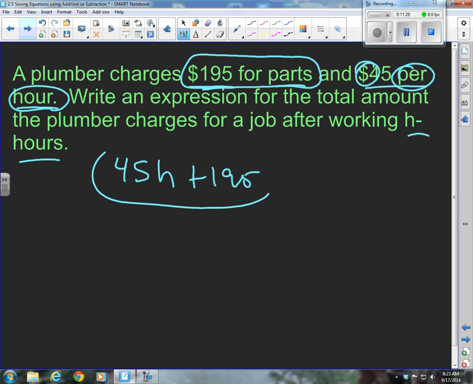I wrote it. That's $195. That's a pretty poor job of writing that. Okay? Here's the expression for the plumber's job. $45 per hour, so $45 times h hours, plus $195, which is what he had before.